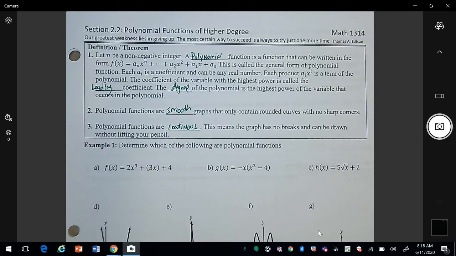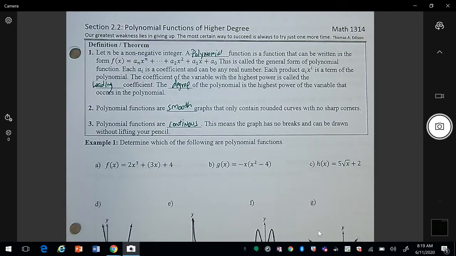And these are functions whose degrees are greater than 2. So remember, if the highest exponent for x was a 2, then that was a quadratic function, which is still a polynomial. And if the highest exponent was a 1, that was a line, which is still a polynomial. But now we're going to look at anything with a degree of 3 or more.